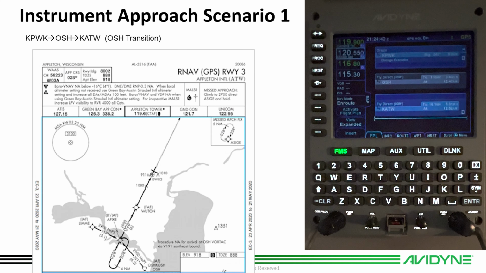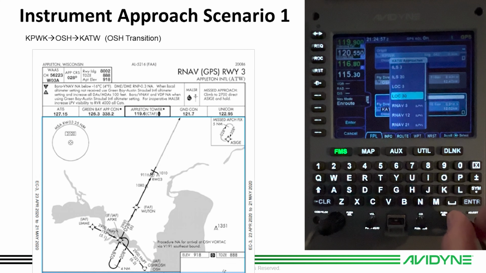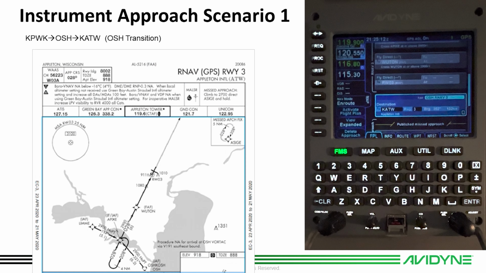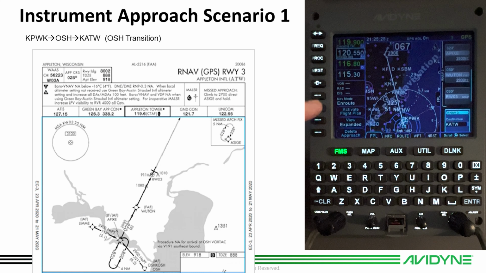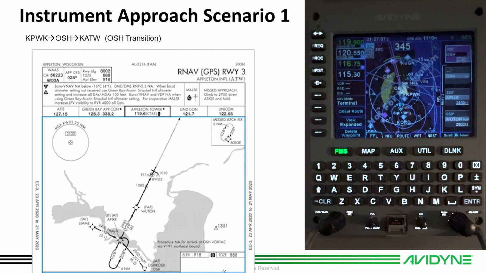Once we have the flight plan entered, we can go ahead and load the RNAV3 LPV approach by hitting the PROC key, the procedure key, and selecting the RNAV3 from the list of available approaches, and then selecting the OSH transition. Let's hit the side tab so we can see the map plus flight plan, and use LSK3 to activate the flight plan. The magenta leg on the map confirms we are activated.